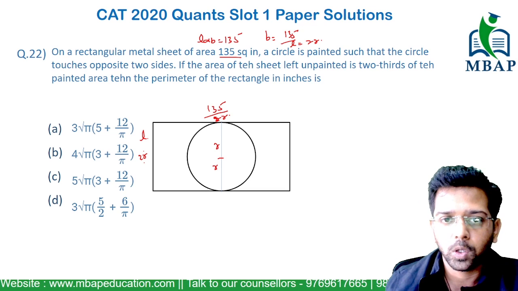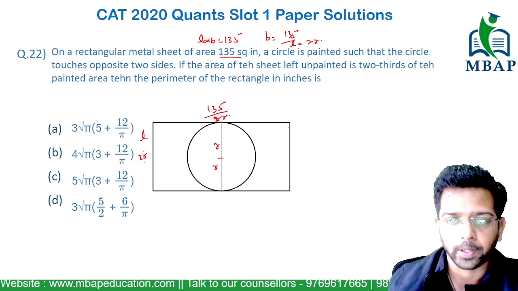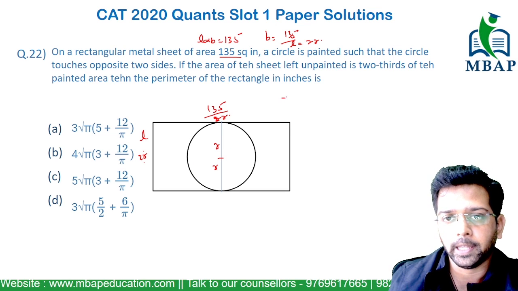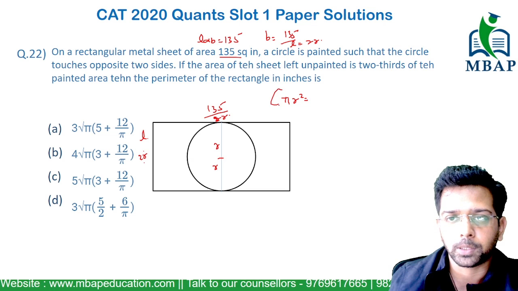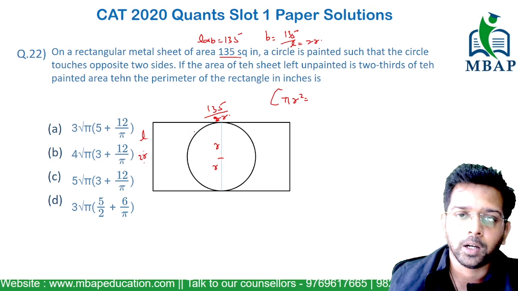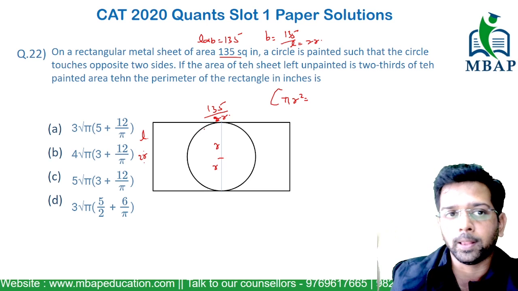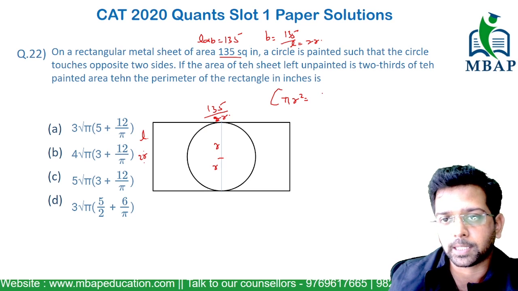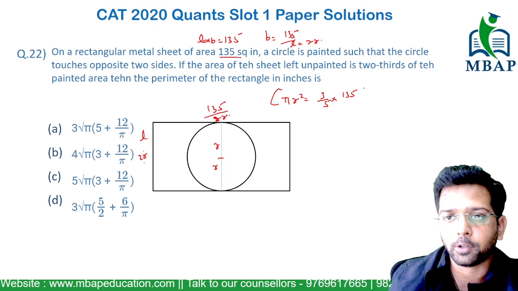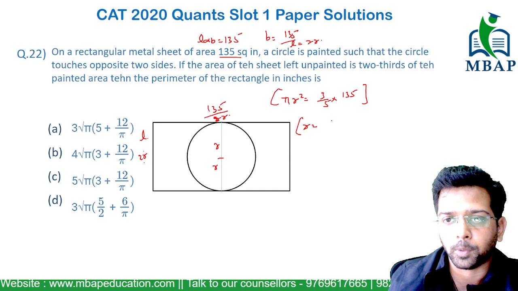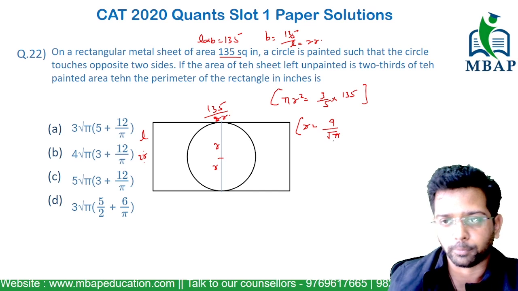Now the area of the circle, which is basically pi r square, the painted area, is 3/5 of the overall area of the rectangle, which is basically 3/5 of how much? 135. 3/5 of 135, right? Now, using this, we have to find out the value of r. If you solve this, the value of r will come out as 9 upon root of pi.